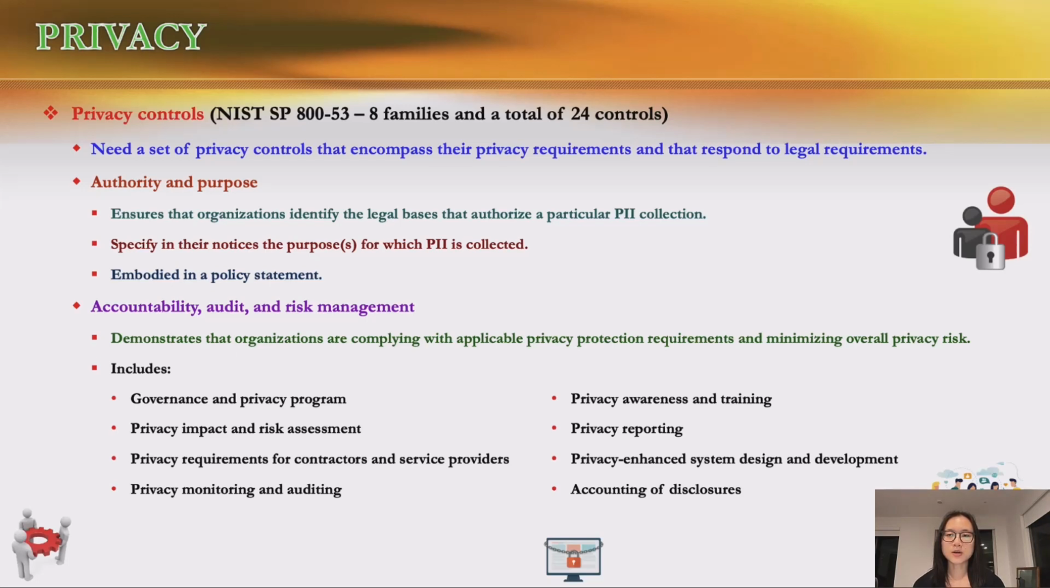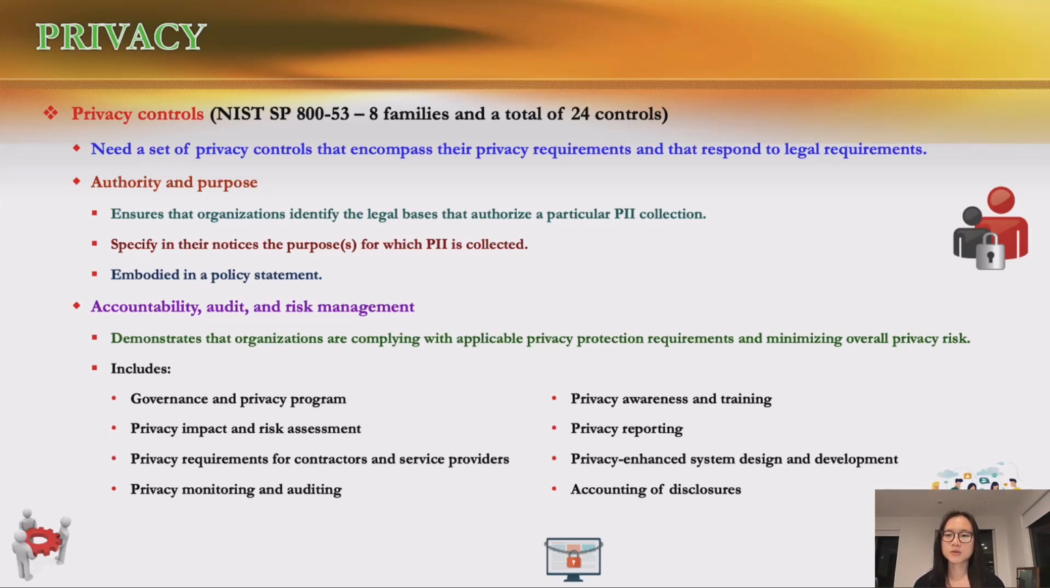A useful and comprehensive set of such controls is provided by the National Institute of Standards and Technology's special publication. It's called Recommended Security Controls for Federal Information Systems and Organizations. This set of controls is organized into 8 families and has a total of 24 controls. The first family of controls we're going to introduce here is called Authority and Purpose.